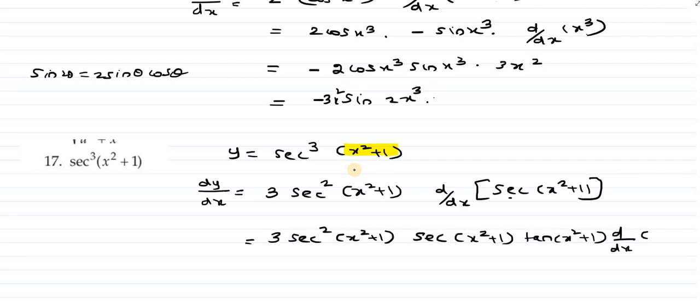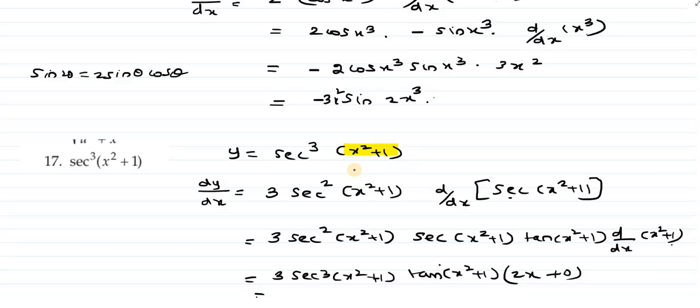Now we have to differentiate the angle, which is x square plus 1. So it is 3 secant cube of x square plus 1, tan of x square plus 1. Differentiation of x square is 2x. Differentiation of 1 is 0. So it will be 6x secant cube of x square plus 1, tan of x square plus 1.